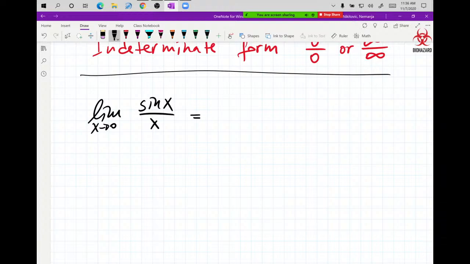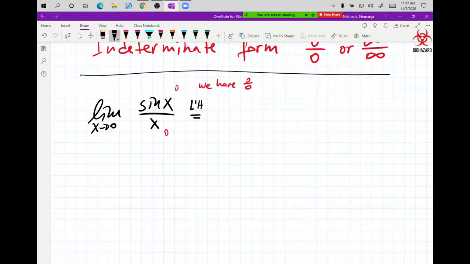So when you plug in 0 in x, you get sine of 0, which is 0. And when you plug in 0 here, you get 0. So you have 0 over 0. And because you have 0 over 0, we can use L'Hopital's rule.